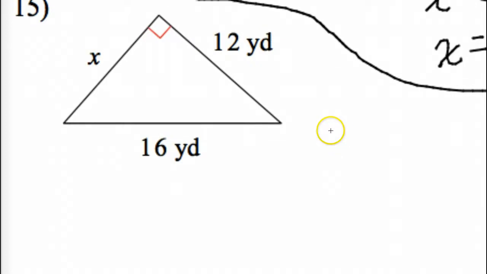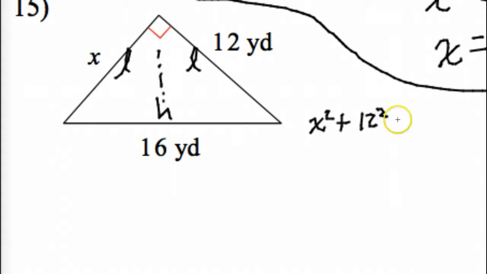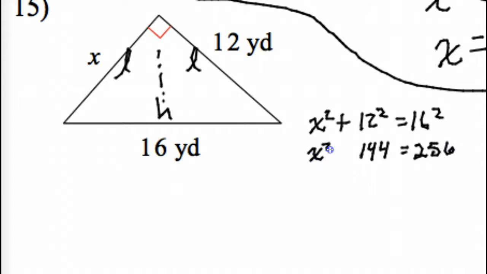All right, so now if I wanted to do this calculation, here's a leg, here's a hypotenuse. How do I know that? Because the hypotenuse is across from the right angle. So I would say x squared plus 12 squared equals 16 squared. Well, 12 squared, that's 144. 16 squared, I think that's 256. And this is x squared. Does that seem right? Yeah, it does seem right.